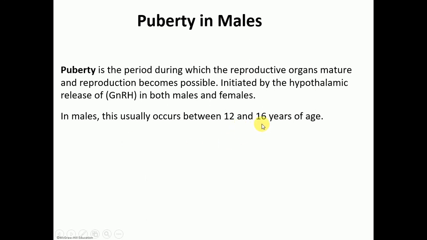In males, on average, it occurs between the ages of 12 and 16. It's very variable, though. It varies by race and by ethnicity and family history and so on. But on average, the range is usually between the ages of 12 to 16.